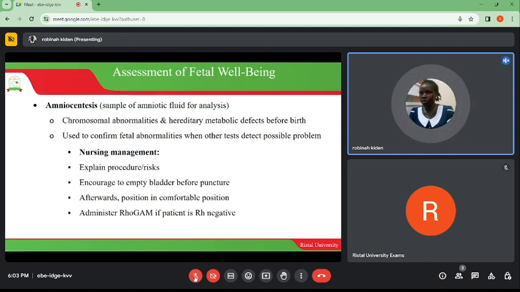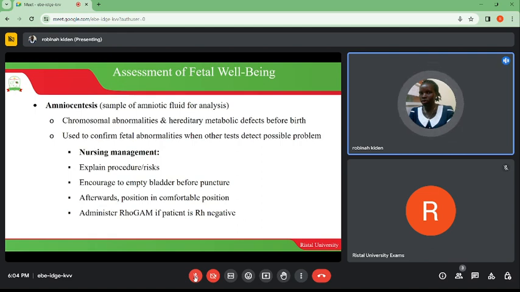So this can be done to study the chromosomal abnormalities and the hereditary metabolic defects before birth. This can reveal whether there are other defects in the baby before birth. So this can be used to confirm fetal abnormalities when other tests detect a possible problem. So what is the nursing management?